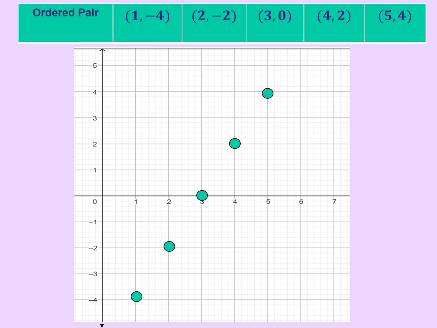Then we are going to connect the points by drawing a line, and we call this line the equation 2x minus y equals 6. That is the name of the line. So as you can see, the graph of a linear equation is a straight line.